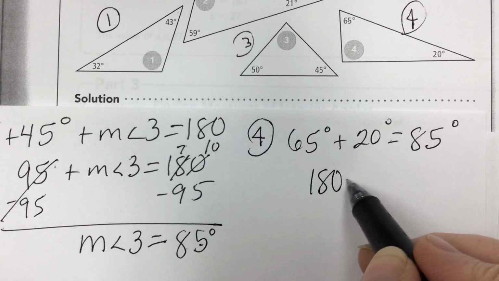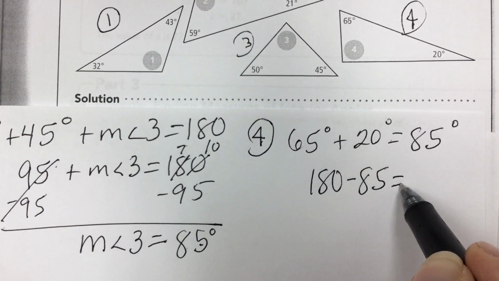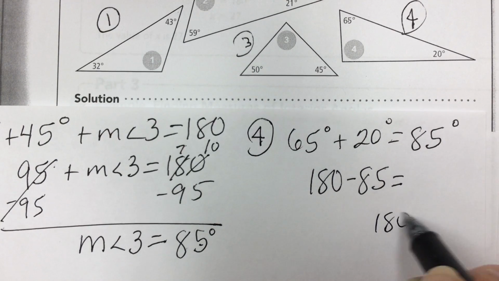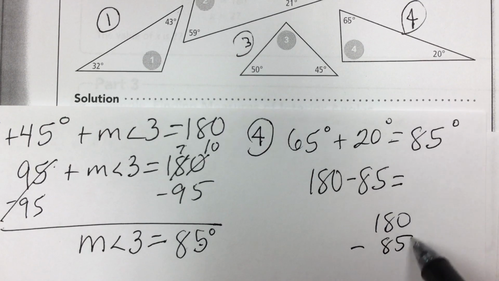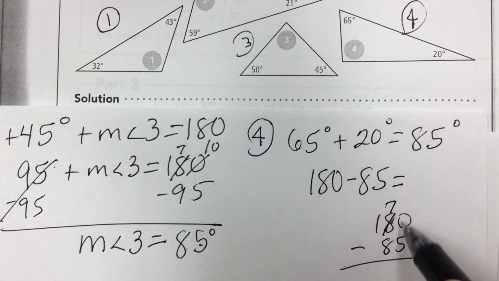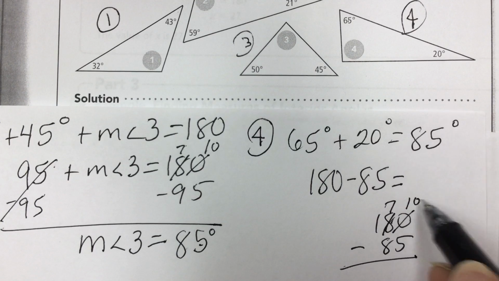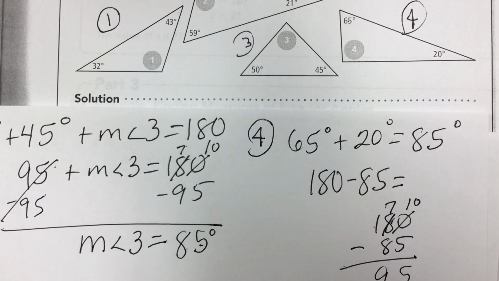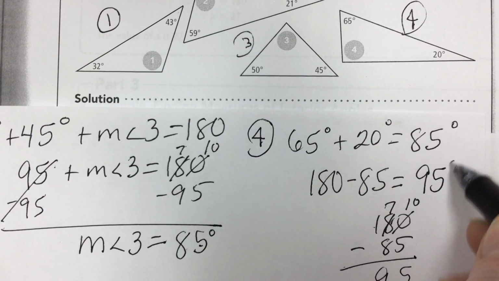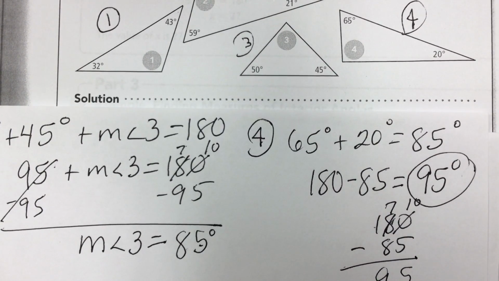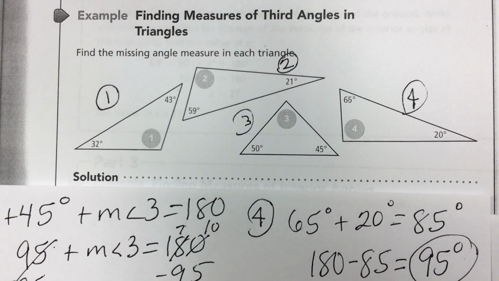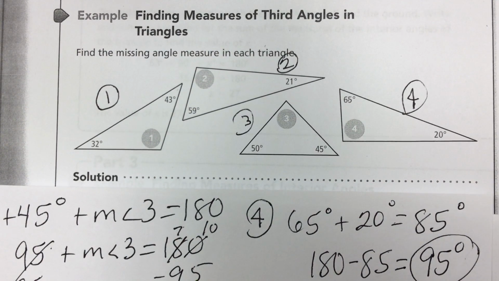And then 180 minus 85. I'll do the subtraction to the side. 180 minus 85. Borrow from the 8 leaves it a 7. Makes the 0 become a 10. 10 minus 5 is 5. And 17 minus 8 is 9. So number 4, the missing angle is 95 degrees. So all three angles on the interior of a triangle equal 180 degrees.